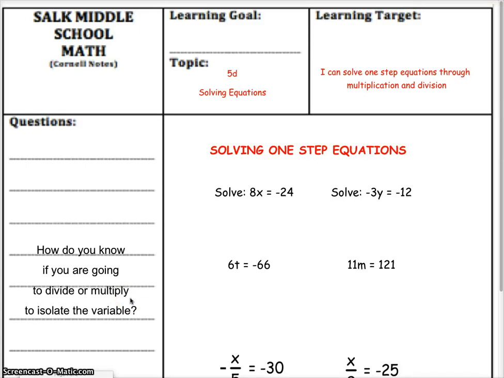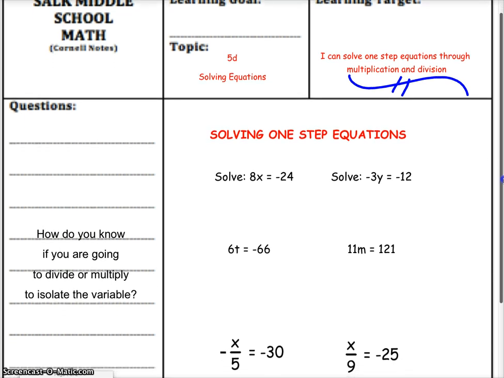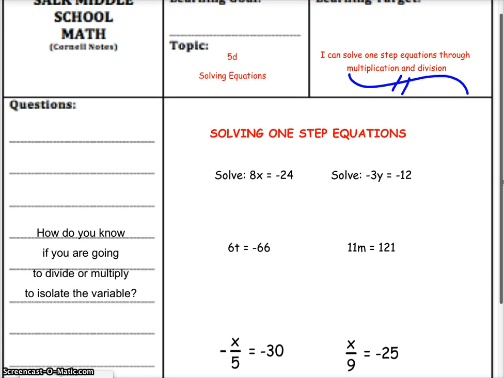In our unit of solving equations, you're going to solve one step through multiplying and dividing. That is our learning target. So we have to recall that in order to solve means get a variable by itself. And in order to get a variable by itself, you have to move things away from it. In order to move things away, you have to apply inverse operations.